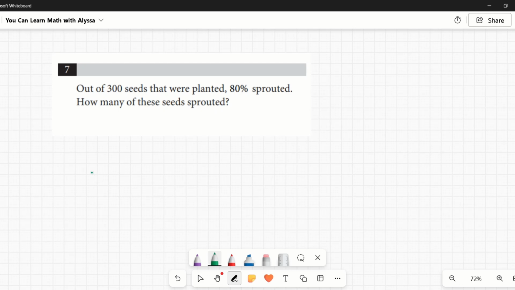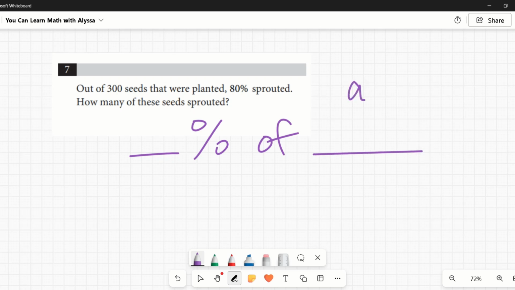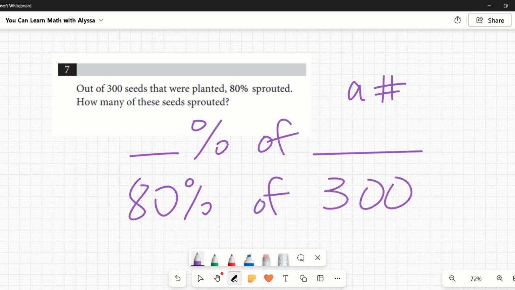Number 7. Out of 300 seeds that were planted, 80% sprouted. How many of those seeds sprouted? Percents are something you can do several different ways. You can do it by hand. You can do it with your calculator, whatever you prefer. This is asking, essentially, what is 80% of 300? That's what we're saying. 80% of these seeds sprouted. How many is that? So when it is this percent of a number, all we do is multiply them. So here it is 80% of 300. So we multiply those together.